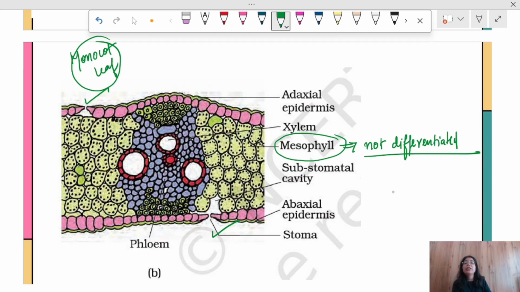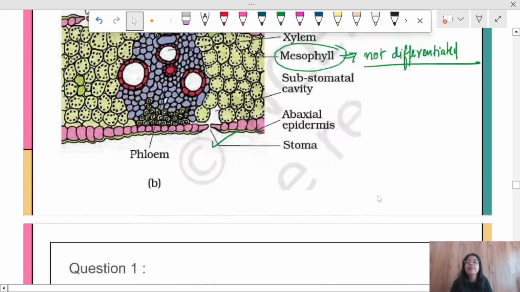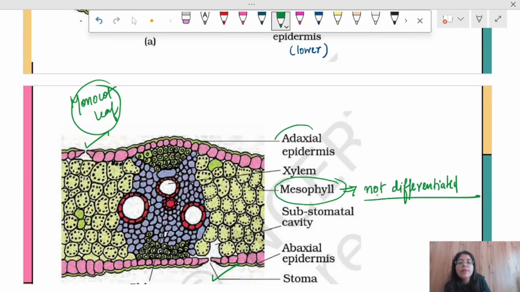But a very important thing, there are some adaxial epidermal cells, okay, they have become modified.